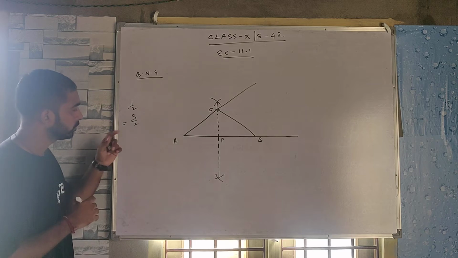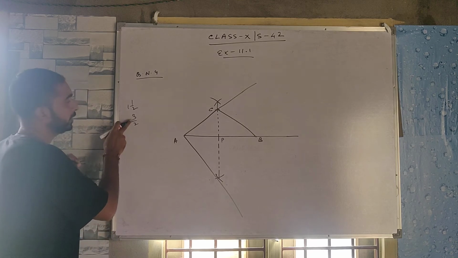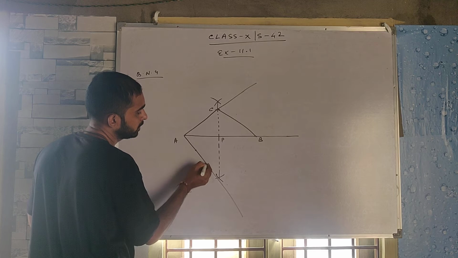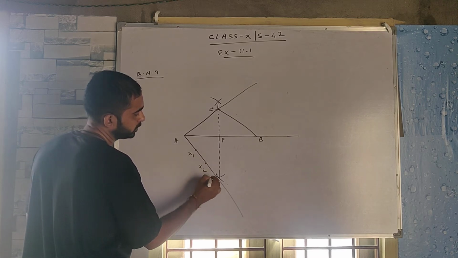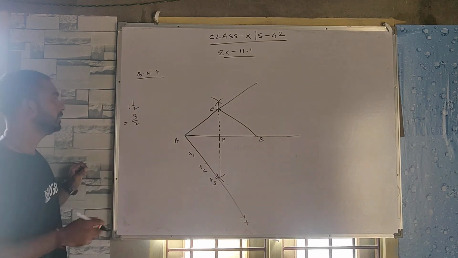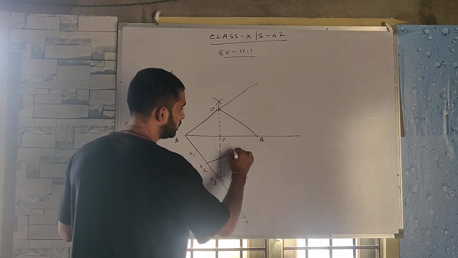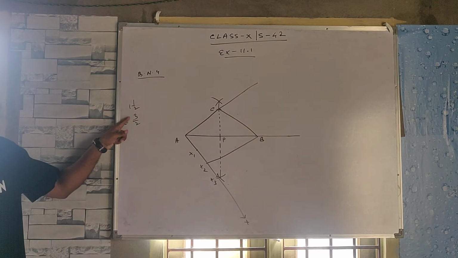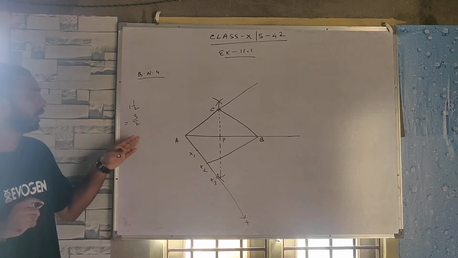Now draw an acute angle, and take 3 parts, because out of 3 and 2, the greater number is 3. So take 3 parts of equal measurement: X1, X2, X3. Now what is the denominator? 2. So join B with X2. Now from the point X3, draw a parallel line to BX2.